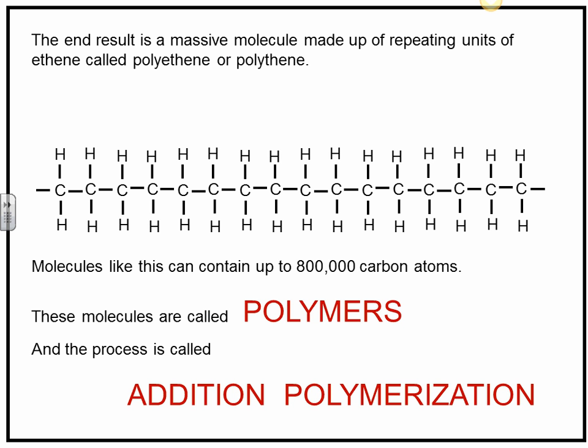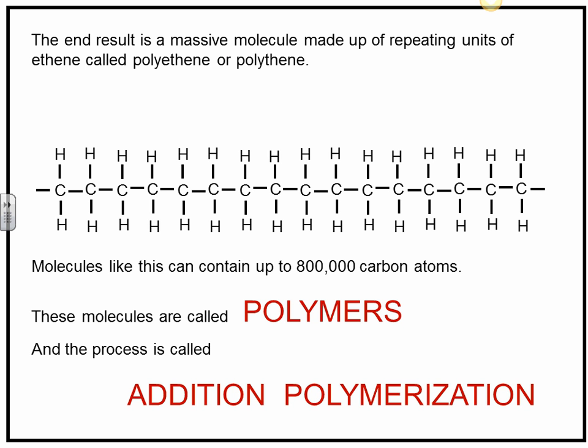And it just goes on forever. Add more and more and more ethenes, and you end up with something called polyethene. And this is a polymer, plastics. All plastics are like this. Just a massive, massive molecule. Can be 800,000 carbons long in the case of polythene. It can be billions of carbons long with other polymers.